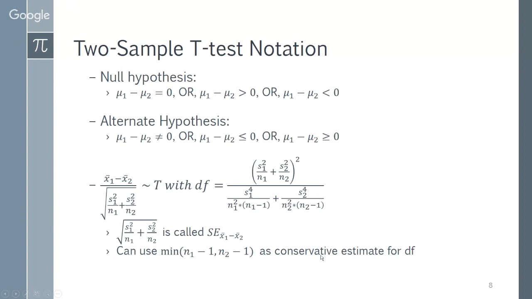And again, if you don't want to deal with all of this complicated equation for degrees of freedom, you can use a conservative estimate, which is the smaller of the group sizes, each of them subtracted by 1. So take the group size for the first group minus 1, and the second sample size minus 1. Whichever one is smaller, you can use that as your degrees of freedom. That's going to give you a conservative estimate.